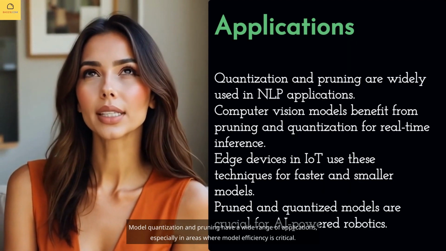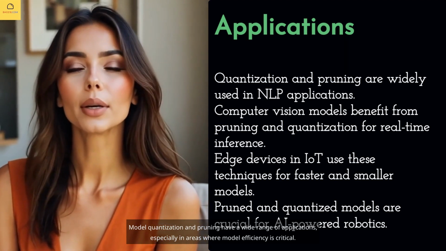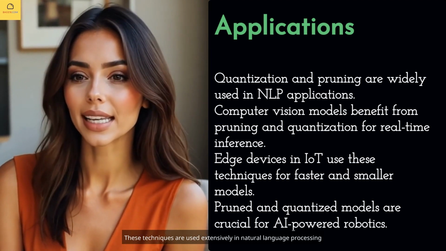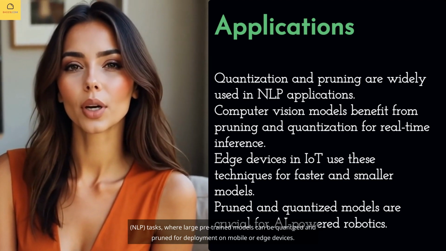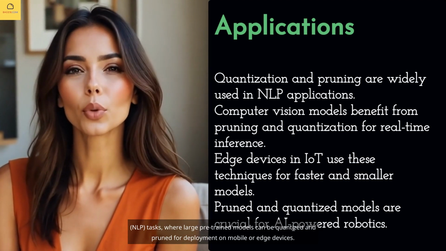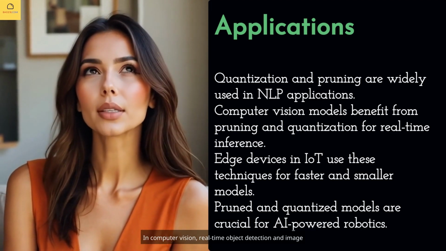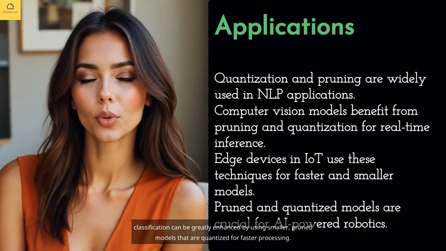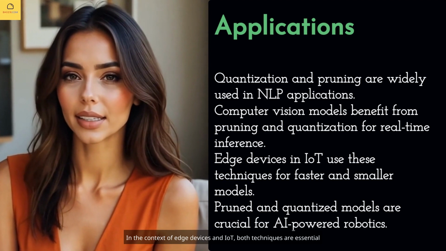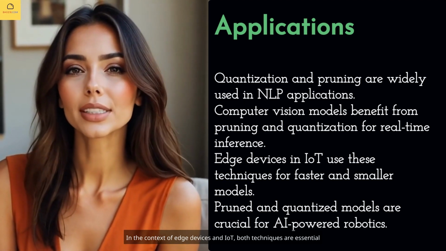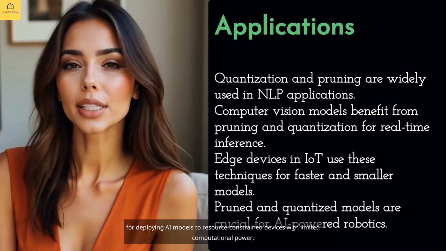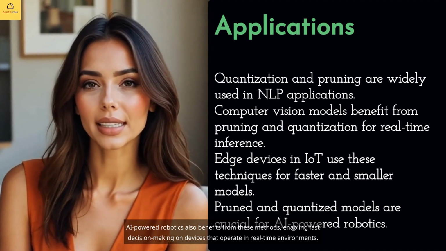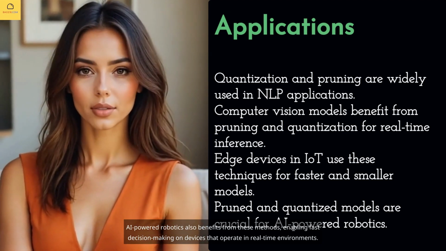Model quantization and pruning have a wide range of applications, especially in areas where model efficiency is critical. These techniques are used extensively in natural language processing (NLP) tasks, where large pre-trained models can be quantized and pruned for deployment on mobile or edge devices. In computer vision, real-time object detection and image classification can be greatly enhanced by using smaller, pruned models that are quantized for faster processing. In the context of edge devices and IoT, both techniques are essential for deploying AI models to resource-constrained devices with limited computational power. AI-powered robotics also benefits from these methods, enabling fast decision-making on devices that operate in real-time environments.